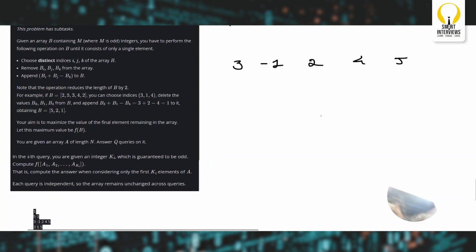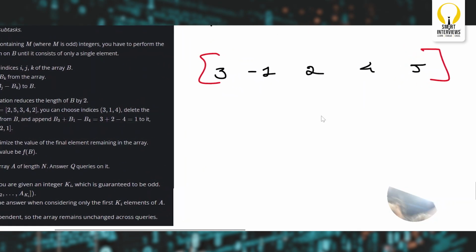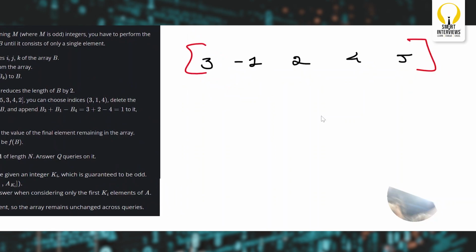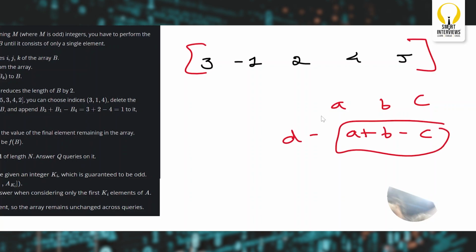Now for this given input, there is an array of a certain size and the size of the array is always odd. Every time, you need to pick any three values and remove all those three values. Let's say a, b, c are the values that you have picked. Now what you have to do is a plus b minus c. Let's say this is equal to d.